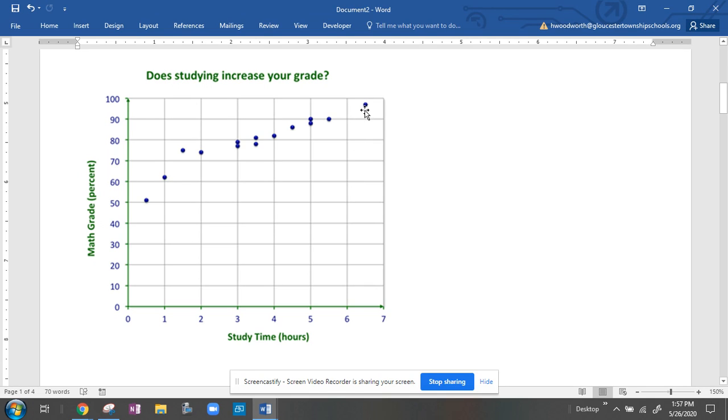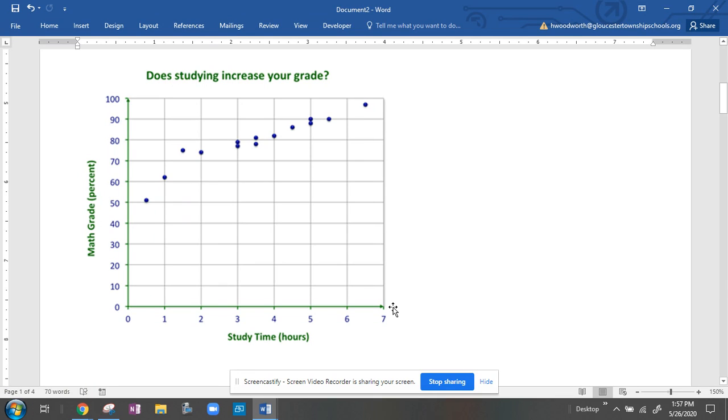Now this person studied for over 6 hours, 6.5 hours about, and they almost got 100. Wow, that's a lot of studying for almost 100. Anyway, okay, but in general, you see this pattern here, right? As we move left to right, as we go to the right, so the time's increasing, what happens to the dots? They get higher and higher.